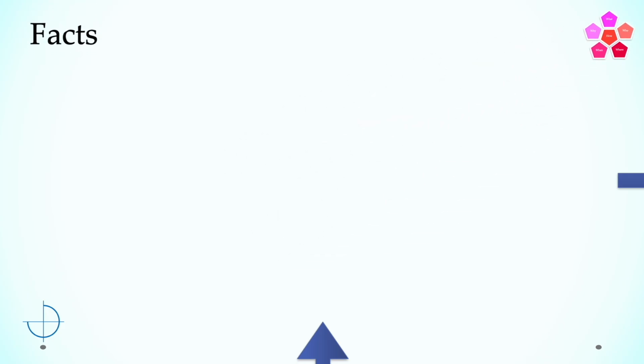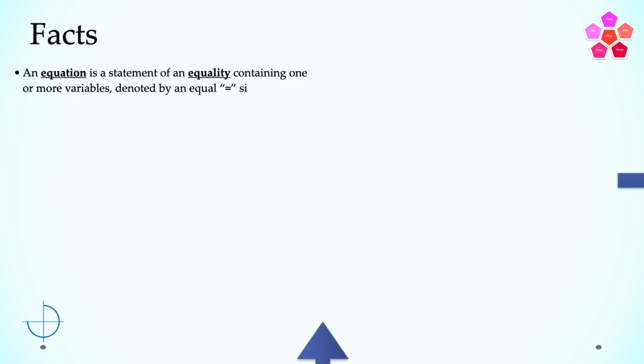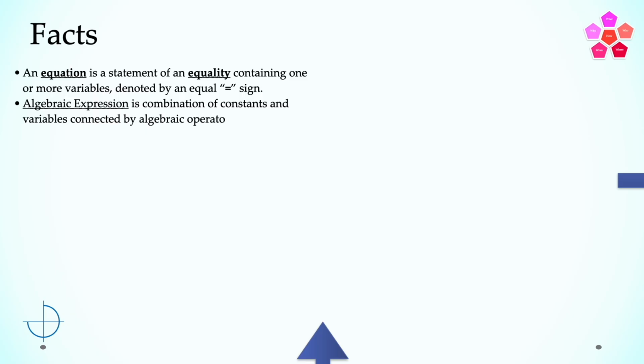Let's start with some facts. The assumption is that you have a good understanding about these facts. An equation is a statement of an equality containing one or more variables denoted by an equal sign. Algebraic expression is a combination of constants and variables connected by algebraic operators, which are plus, minus, multiplication and division. So that is addition, subtraction, multiplication and division.